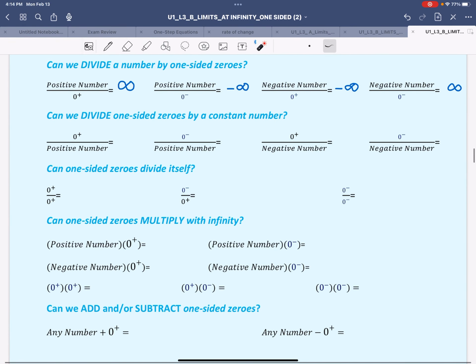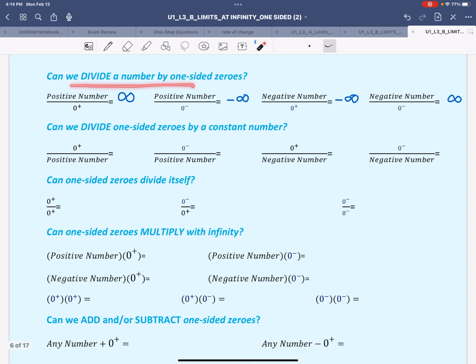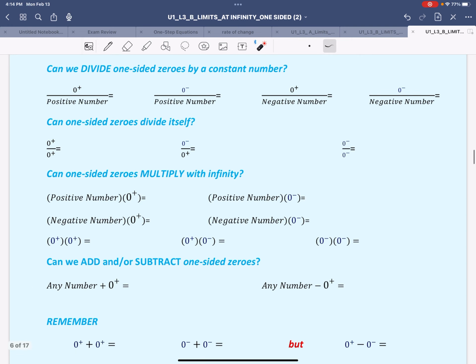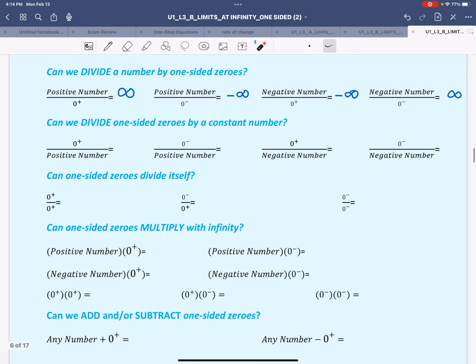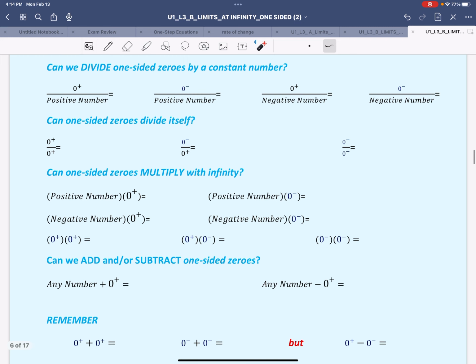Now, therefore, we're going to say, yes, we can divide a number by a one-sided zero, a constant number different than 0 always. So we got to mention that. Now, can we divide one-sided zeros by a constant number?